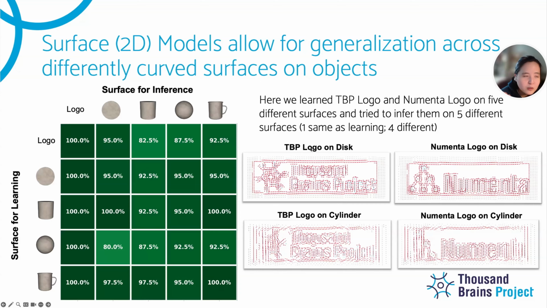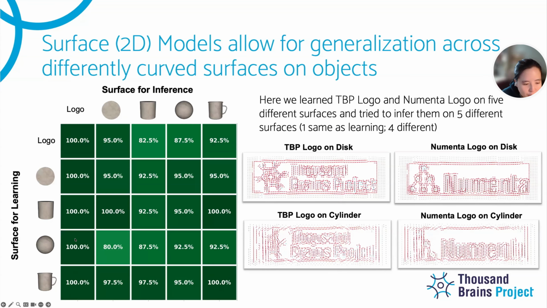The representation of the logo is, I guess, more independent of whatever the underlying surface that we learned it from. So basically, what this heat map shows is that we can learn the logo at different surfaces, just the logo itself, or from the disk, like this one, cylinder, like this one. I didn't put it in for a sphere or a mug. We can learn it, and we can recognize it in other surfaces with decent accuracy, I would say.